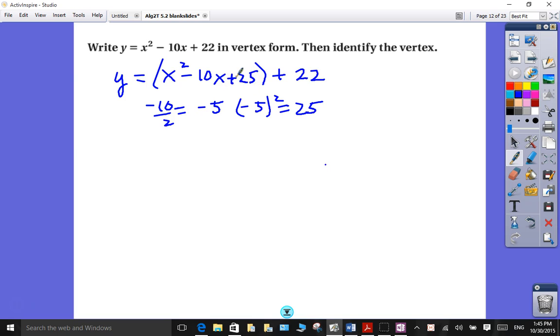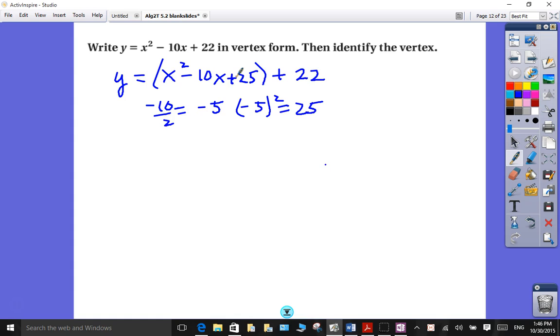Now remember, when we completed the square to solve an equation, if we added something to one side, we had to add the same thing to the other side. But we don't want to add something to the y. We need it solved for y. We don't want to add 25 to this side. So what could we do instead, to balance out the fact that we just put a plus 25 there? We subtract it at the end.